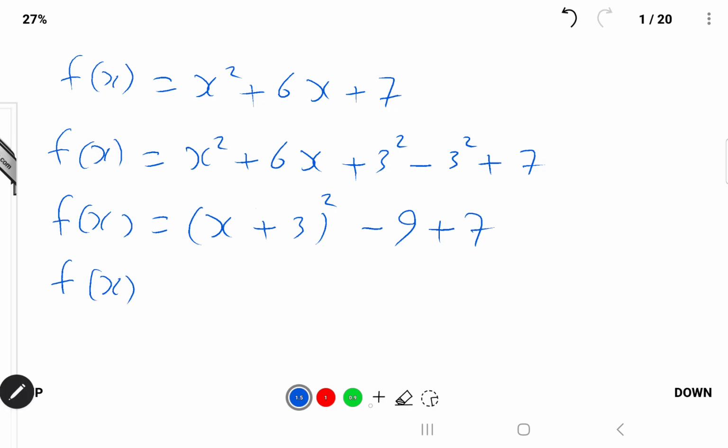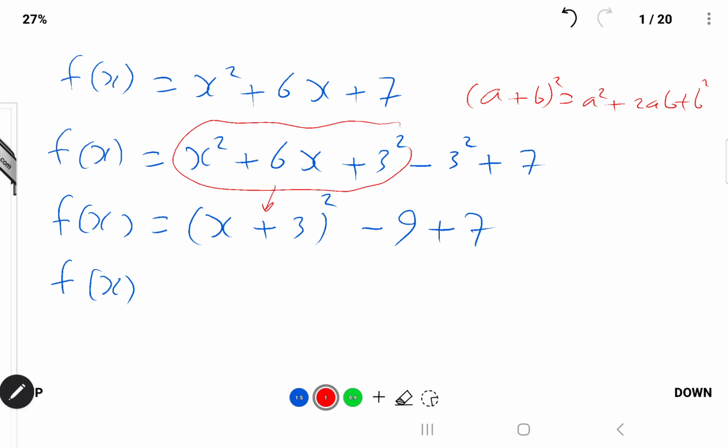Of course, here we have used the identity (a plus b) squared is a squared plus 2ab plus b squared, to move from this step to this step. Now we can write it as (x plus 3) squared minus 2.